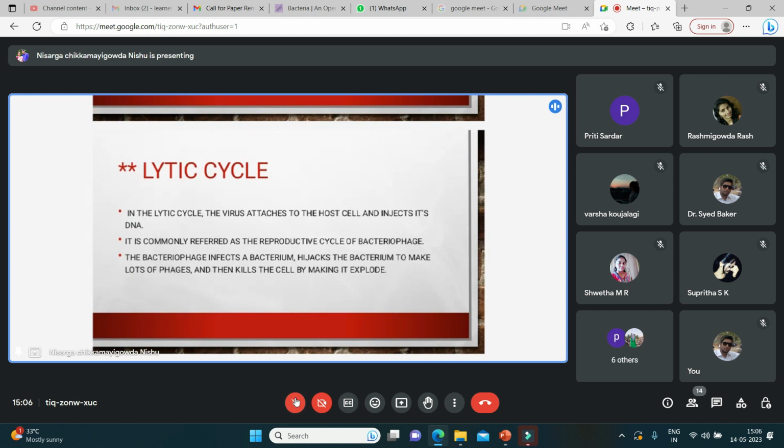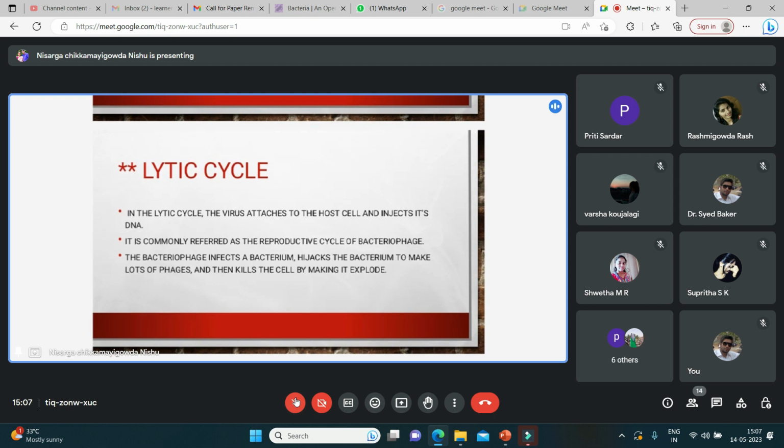The lytic cycle of replication is also called virulent because here the virus goes inside a host cell, multiplies, replicates over there, and then comes out. So in this cycle, the virus has no business staying inside the host. It is just going in, multiplying, and coming out.